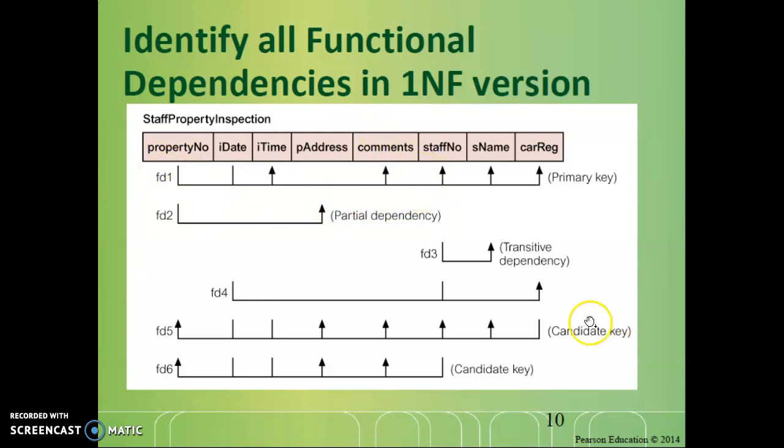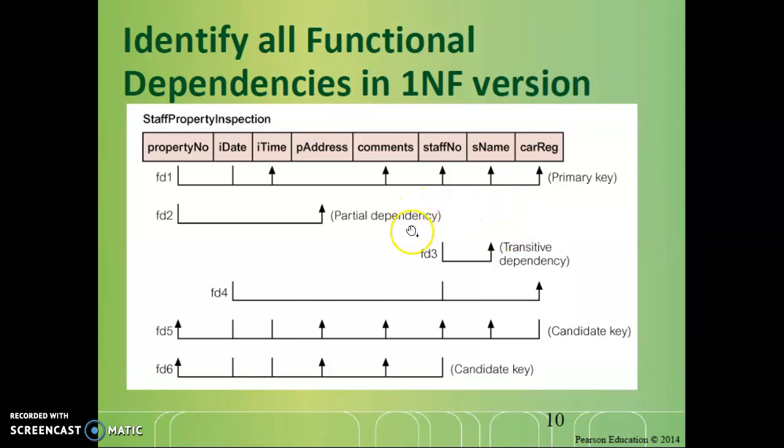determining staff number. If you see this FD3 again, there is a dependency between staff number and staff name. That is what it means. Staff name can be identified by staff number. So there is a dependency between staff number and staff name. That is what this FD3 is. So if you see both FD1 and FD3, it is in the form of A to B and B to C. Property number is already identifying staff number, and again staff number is identifying staff name. That is called transitive dependency.